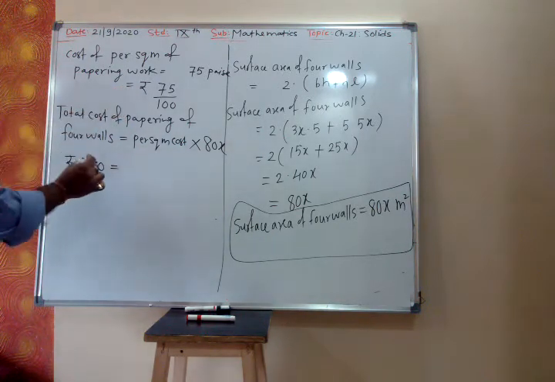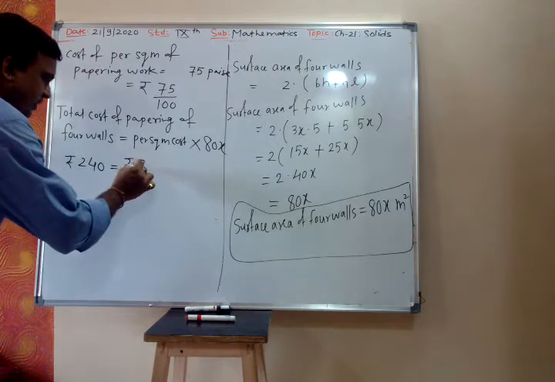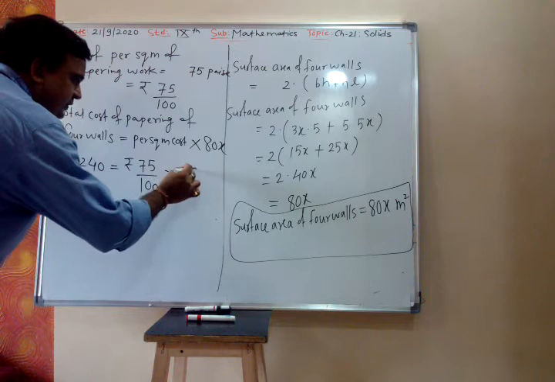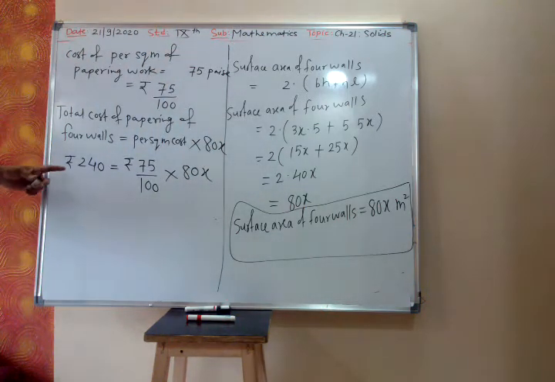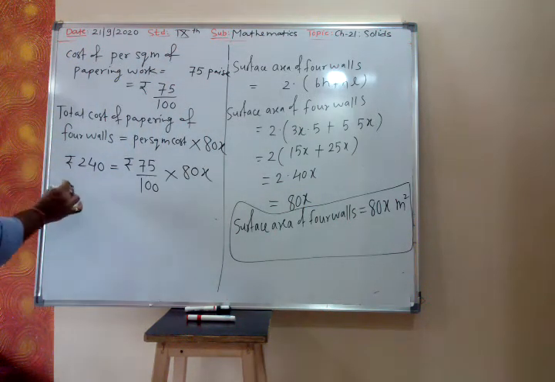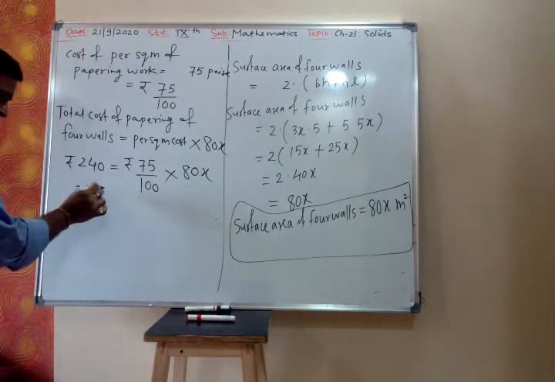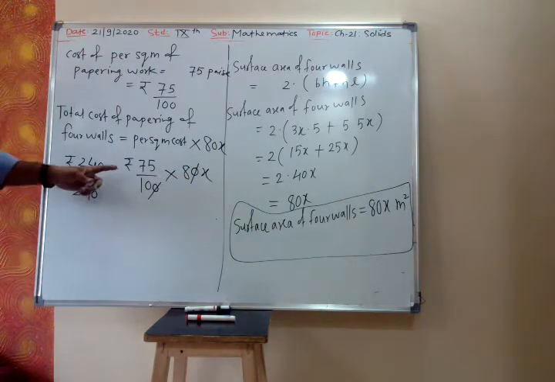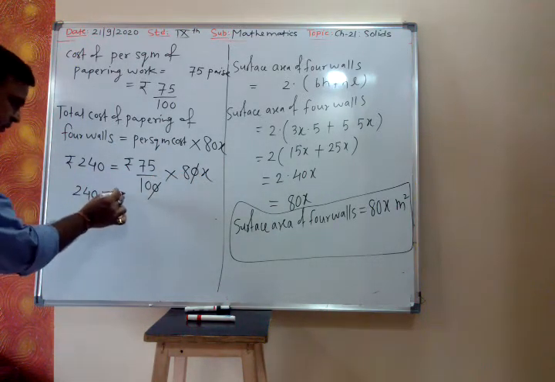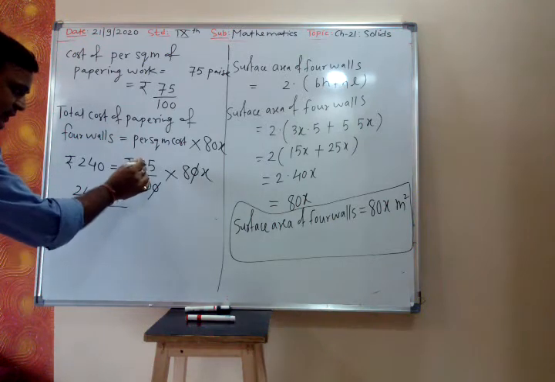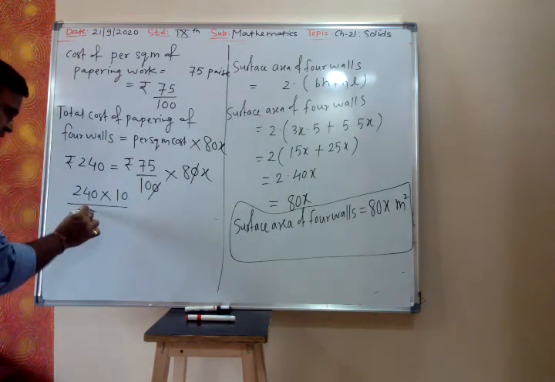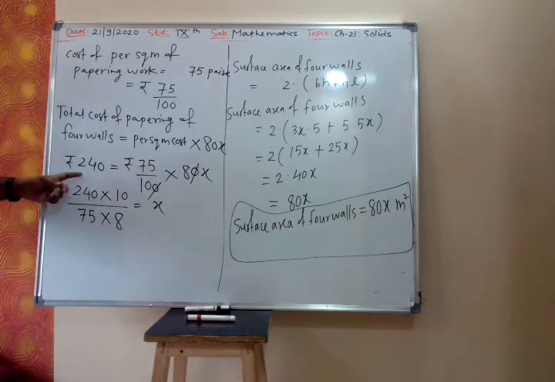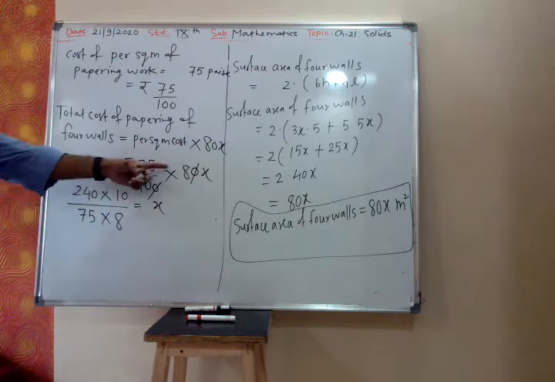What is per square meter cost? 75 upon 100 multiplied by 80x. Now this we have to simplify. So 240, this 100 will get multiplied. 1 0 you can cancel. So this is 240 into 10 divided by 75 into 8. 75 into 8 will come down is equal to x. 240 into 10 upon 75 into 8.